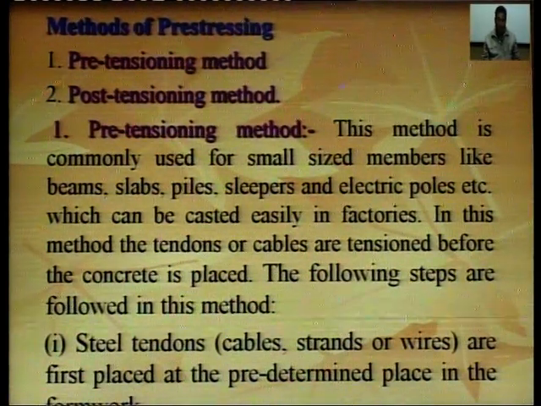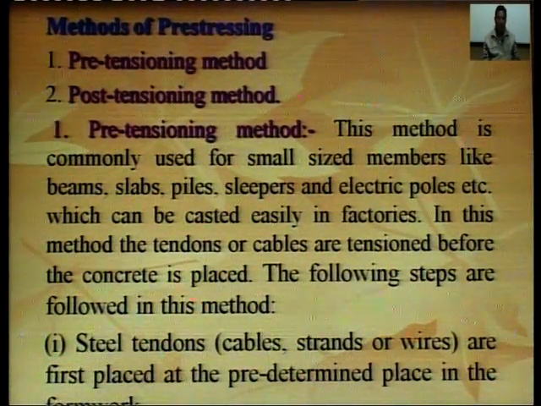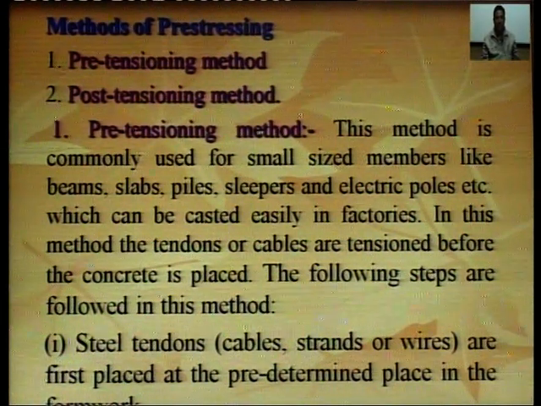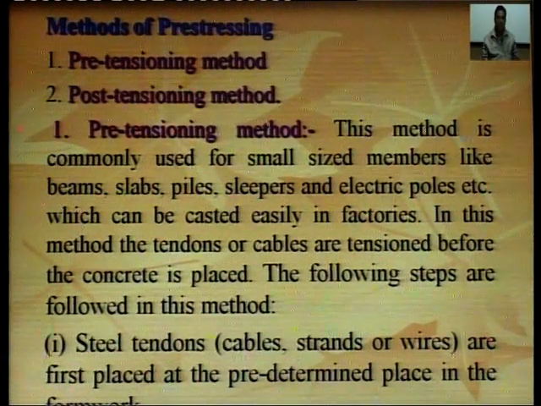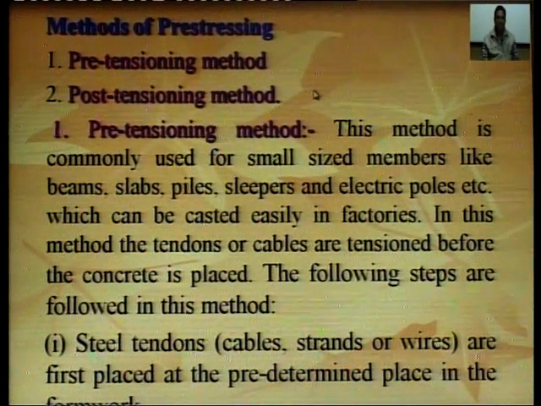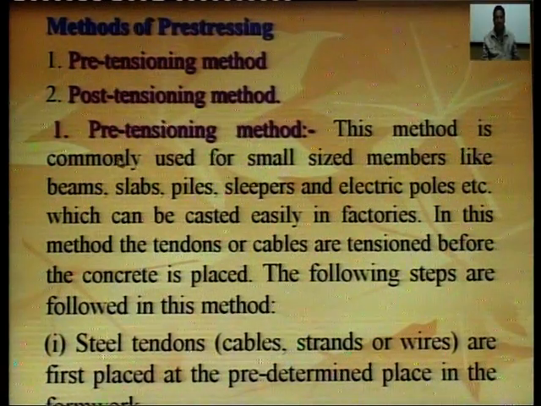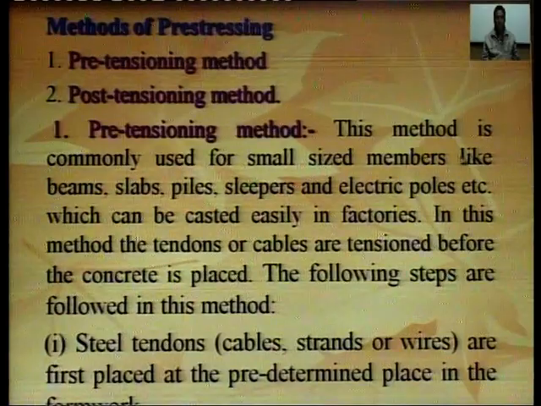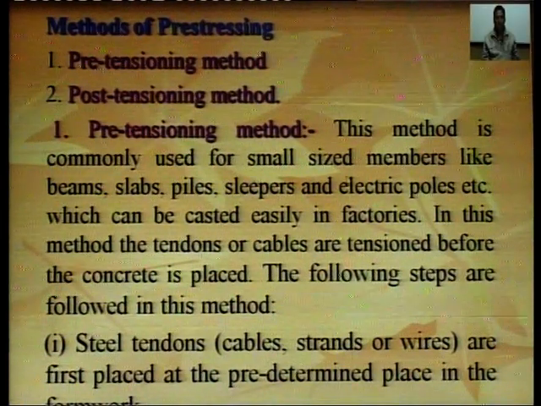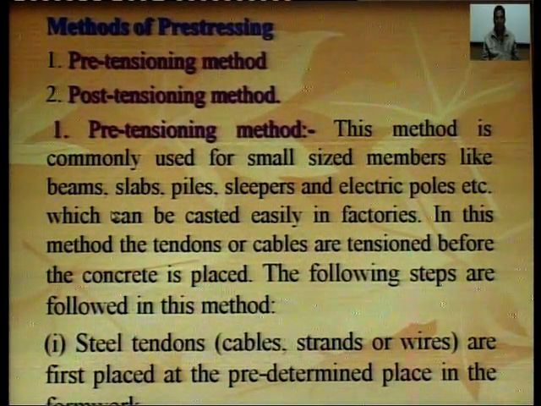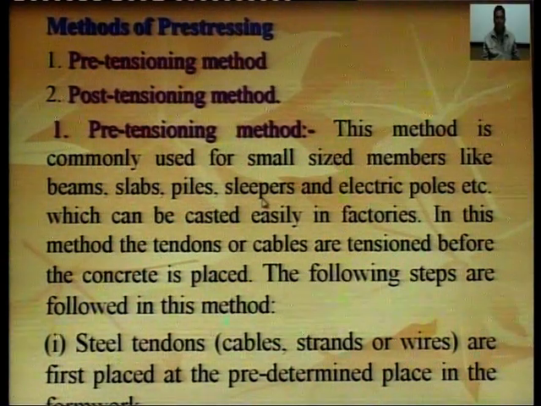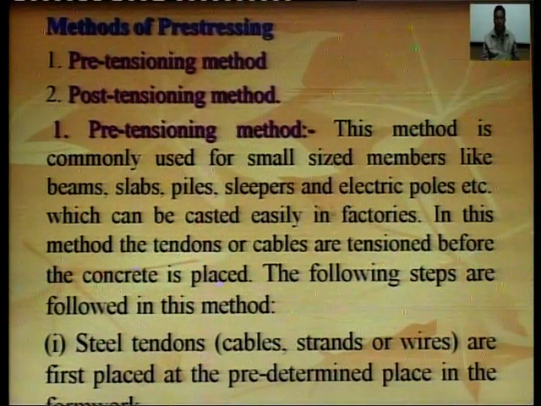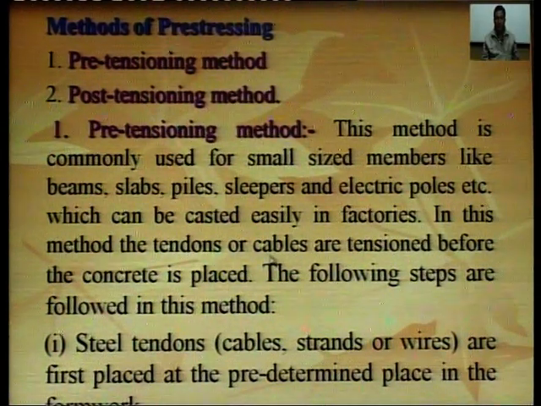Next is the method of pre-stressing. There are two methods of pre-stressing. The first one is the pre-tensioning method and the second is the post-tensioning method. So, students, let us discuss the pre-tensioning method. This method is commonly used for small size members like beams, slabs, piles, sleepers and electric poles etc., which can be cast easily in a factory.